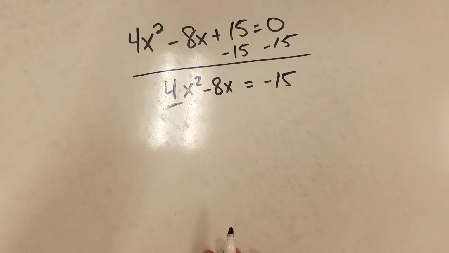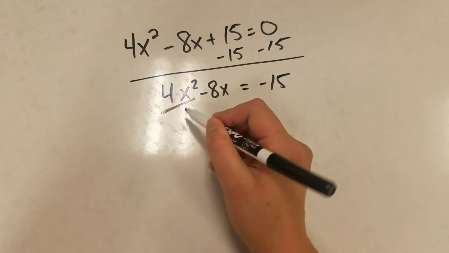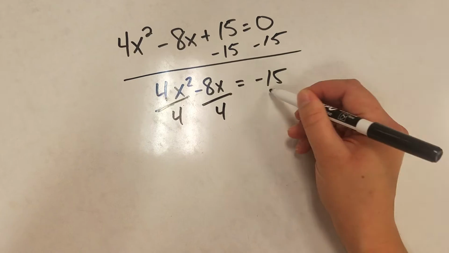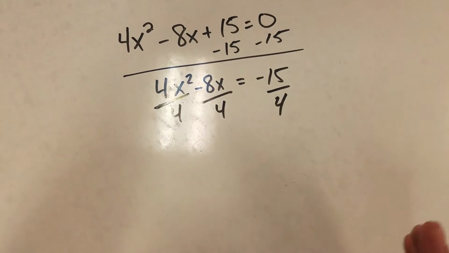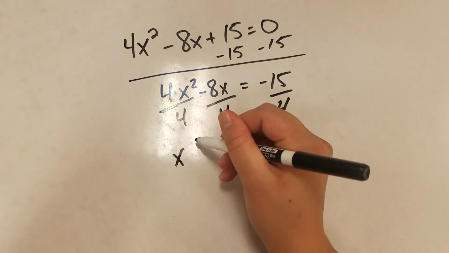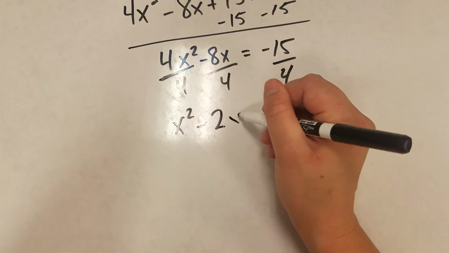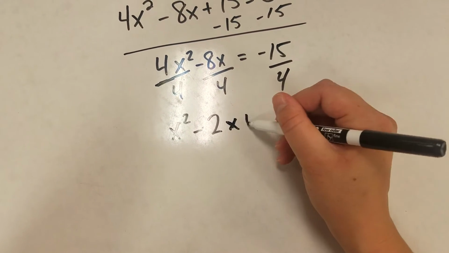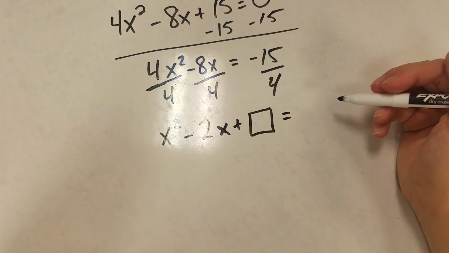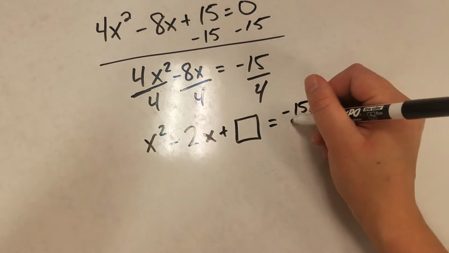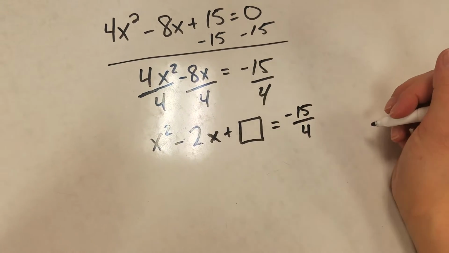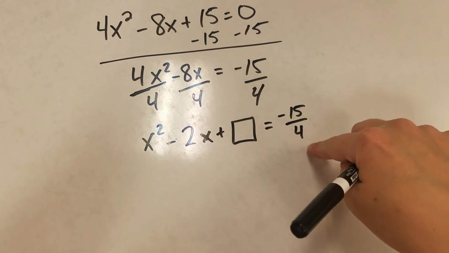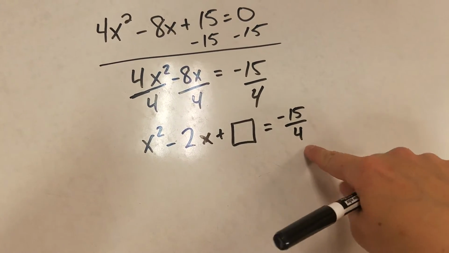So option 1 was factoring out the 4. Option 2 is dividing each term by your a value, which is in this case 4. We'd have x squared minus 2x. We can put in our boxes so we can make our perfect square trinomial. And we have negative 15 over 4, which doesn't reduce. Even if it did reduce, since that 4 is a perfect square, you may want to leave it.